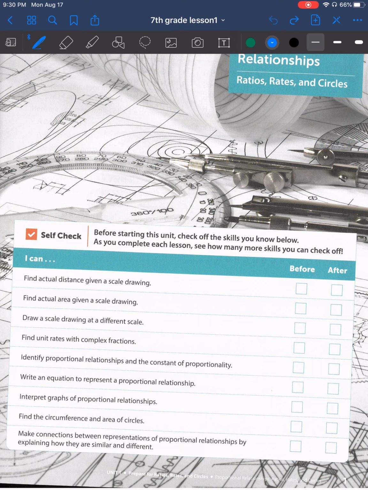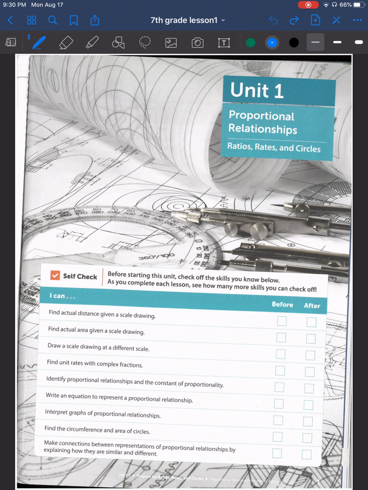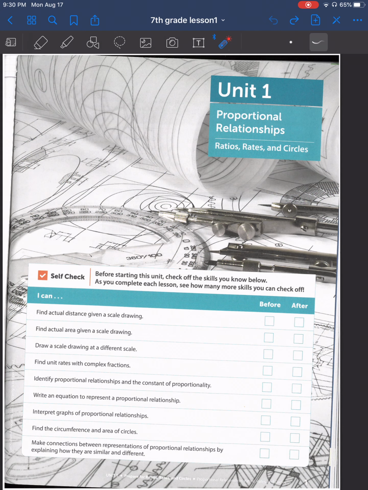All right, go ahead and go through that checklist. You can pause the video, go through your book, and check the things you think you can do now. There's no shame if there's really not very much you can do. That's totally fine. Okay, so we're going to move on.